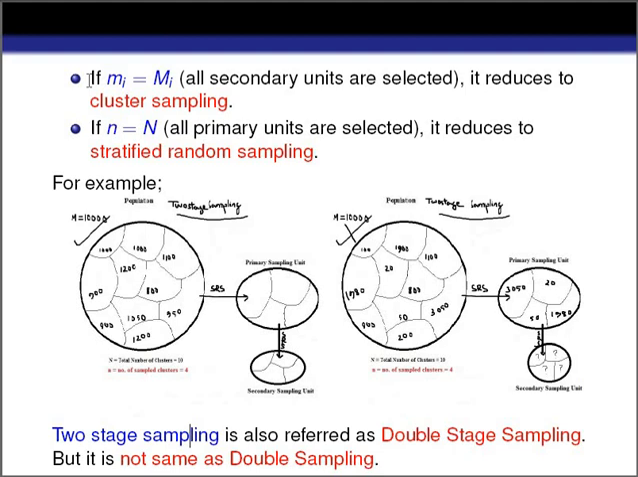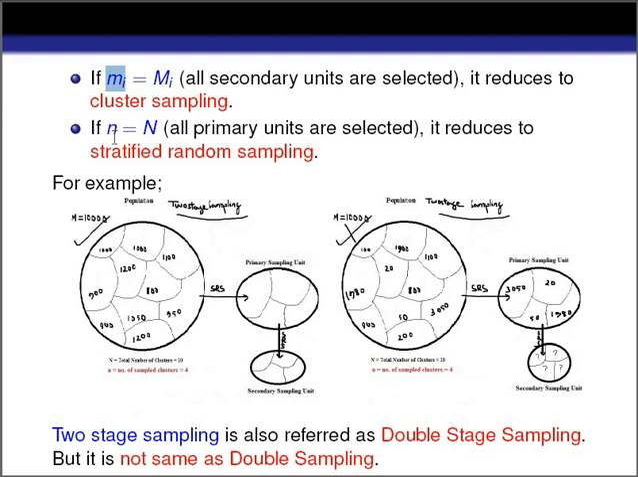Now let's see what happens if small mi is equal to capital Mi. What is small mi? Small mi is the sample size in the secondary sampling unit. And capital Mi is the cluster size, the number of units in the cluster in the population. So if small mi and capital Mi are the same, it means that in the secondary sampling unit all the objects are selected. If so, then two-stage sampling reduces to cluster sampling. It's very clear to you now.